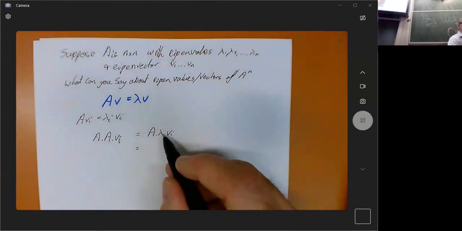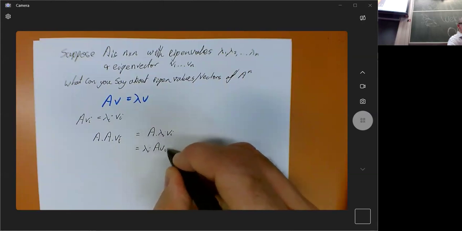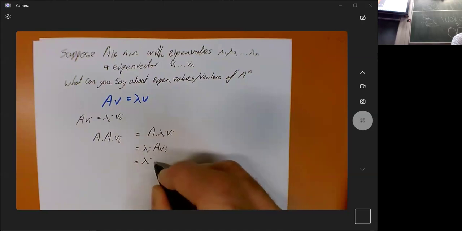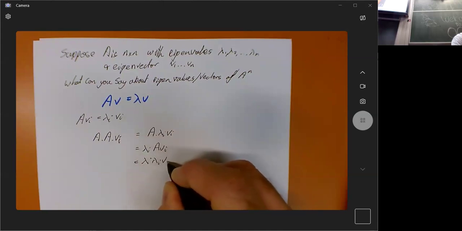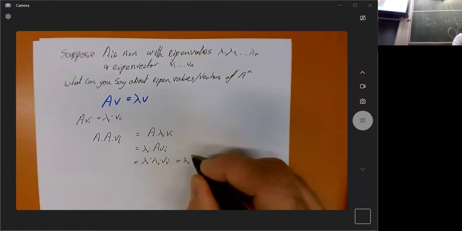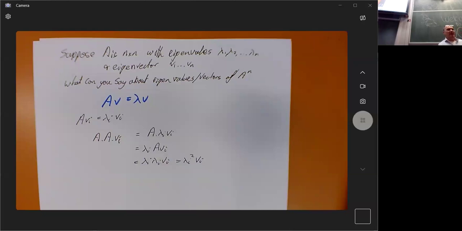But that means I can put that lambda out the front because it's a constant. And then I'm going, oh, hang on, this is lambda I, and this bit I can write as lambda I, VI. Lambda I squared, VI. Okay. Now, having done that, who reckons they know what the answer to the question is?